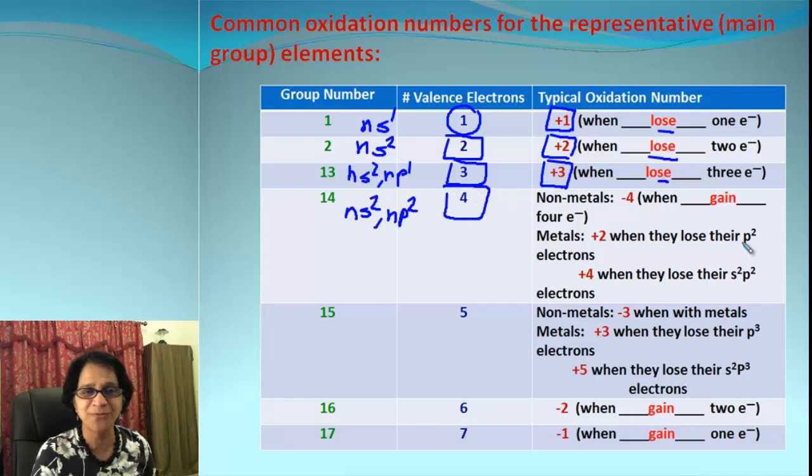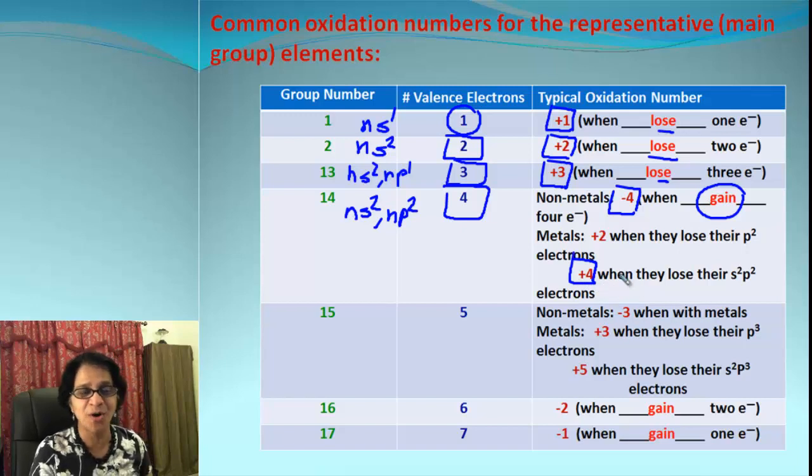It is halfway from 8, so it can gain electrons. If it gains, it will form a negative 4 charge. It can also lose all 4 and it will form positive 4, and sometimes it may only lose the 2 electrons from the P orbital, giving rise to a positive 2 ion there.